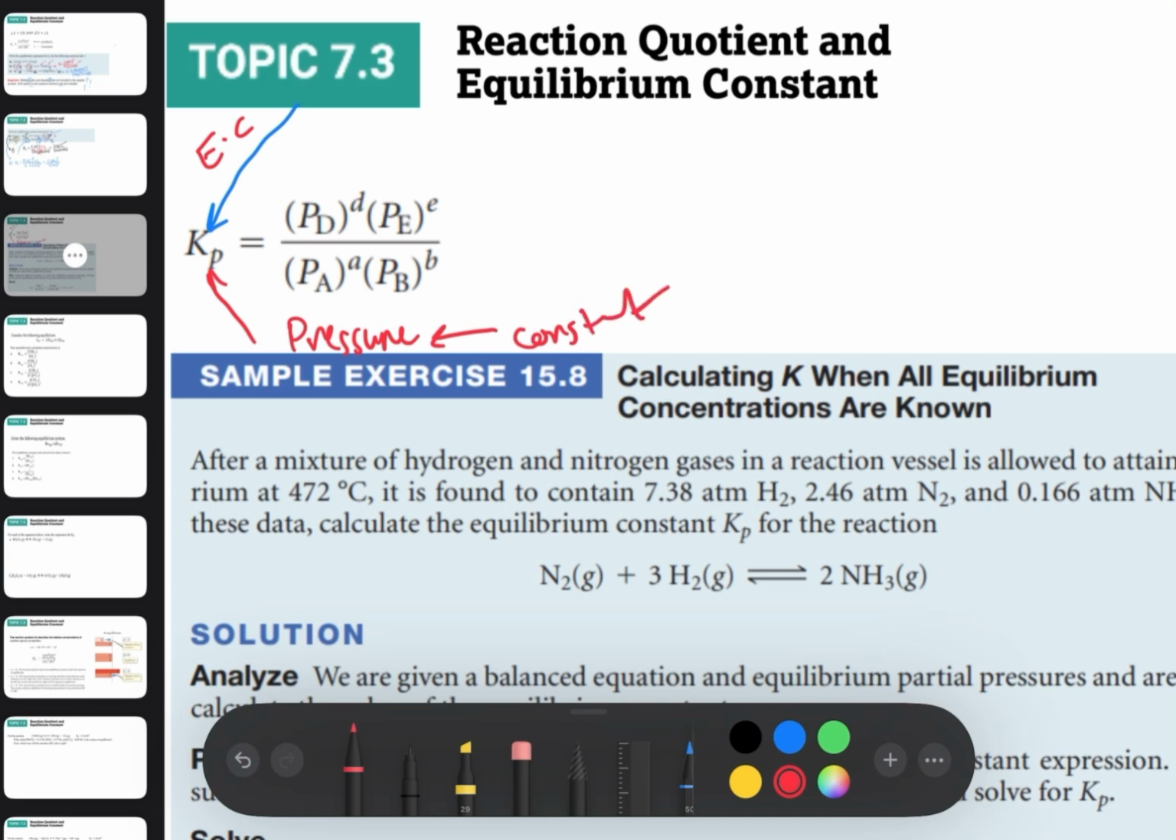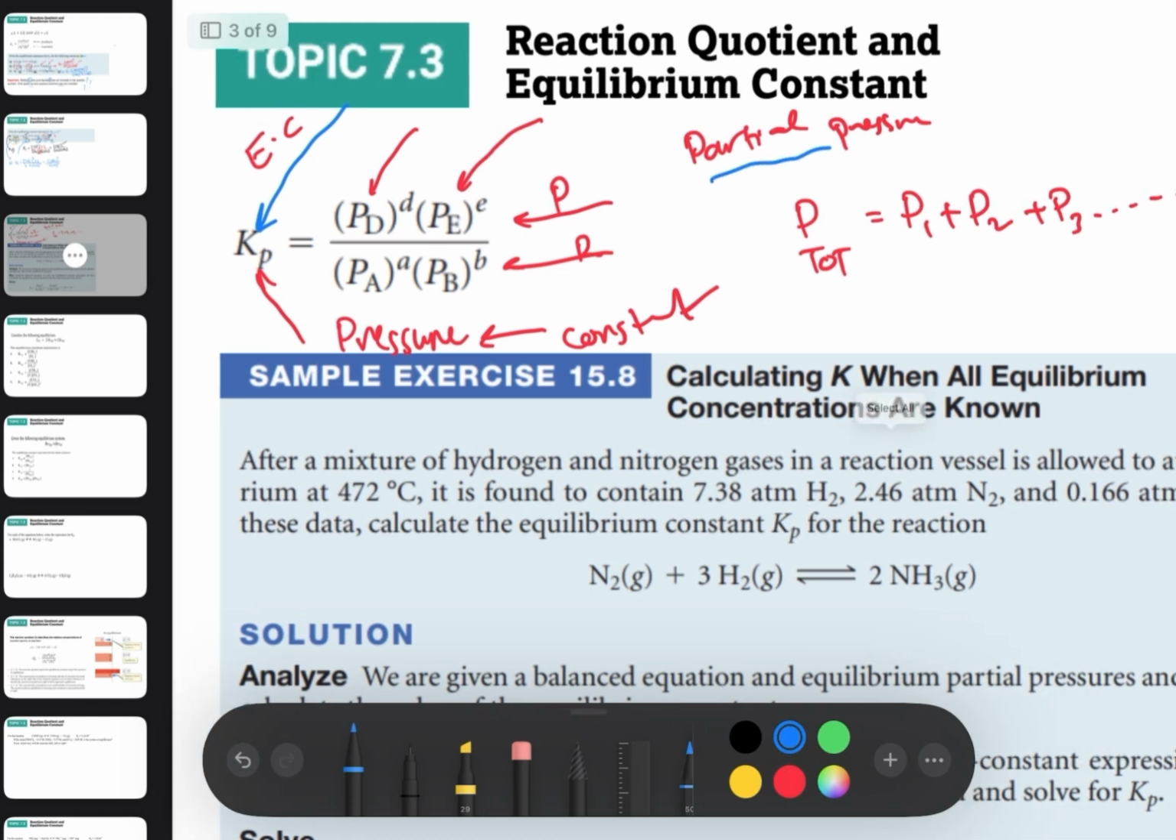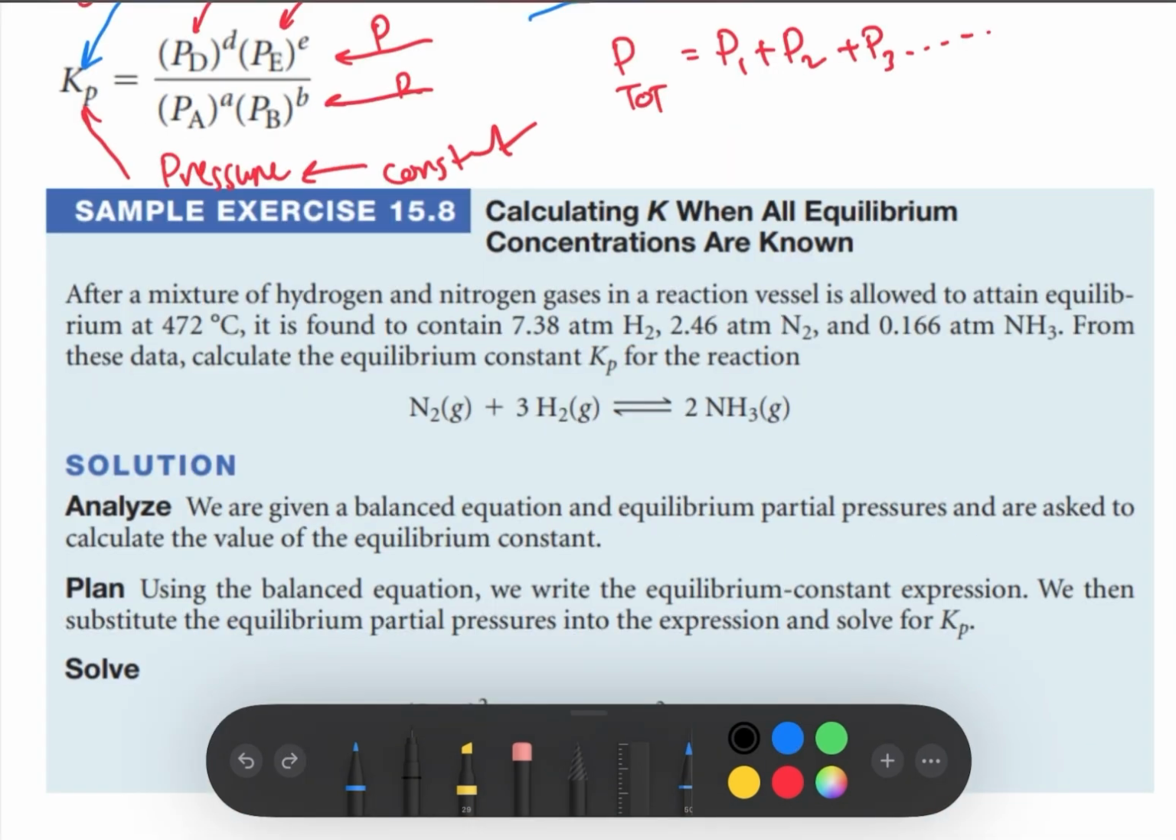So we're gonna do the same thing: we have the ratio of the products over the reactants, and keep in mind the small p's here represent the partial pressure of each gas. Just notice that, for example, P total equals the partial pressure of gas 1, plus partial pressure of gas 2, plus partial pressure of gas 3, etc. So what's the meaning of partial pressure? It's the amount of pressure that is produced from a single species. Now, guys, pause the video and read this example carefully.